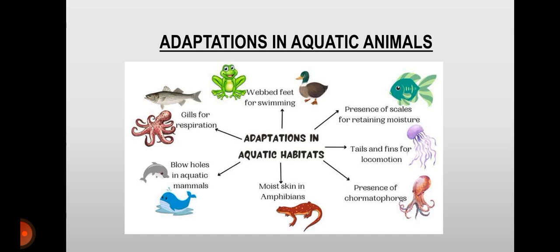The other examples are frog and duck. They have webbed feet which is easy for swimming. Then they have, like jellyfish, tails and fins for locomotion. The word locomotion is nothing but the movement, the easy streamlined movement.